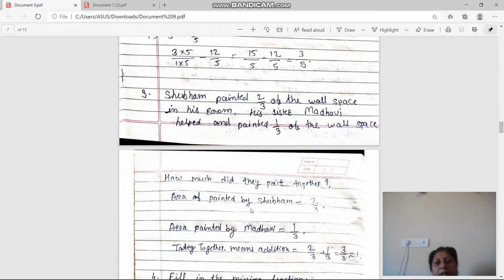Fine. So here we have to write the first statement. Area painted by Shubham is equal to 2 upon 3. Then area painted by Madhavi is equal to 1 upon 3. Right. Now together means addition. So it is 2 upon 3 plus 1 upon 3. So what will we get here? 2 plus 1, 3 upon 3. So it is 1. Get it everyone? That means the full wall is painted.